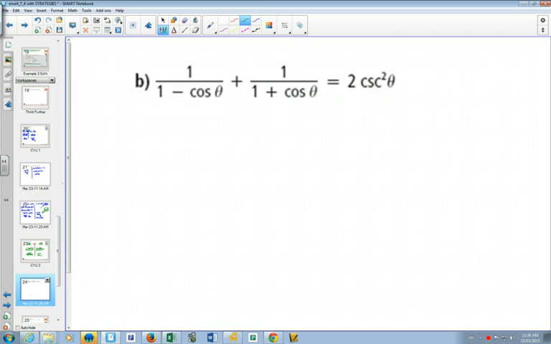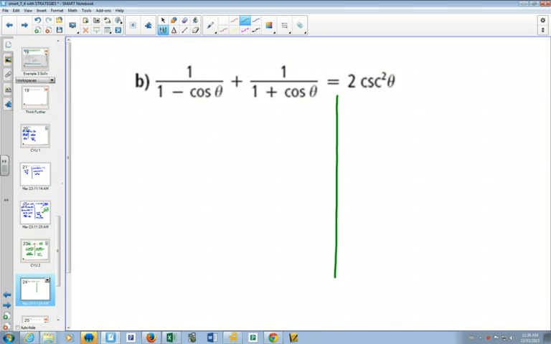Second proof. Just a quick look at it. I've got cos thetas on one side. I've got cosecant squared thetas on the other. There is no relationship with our Pythagorean identities between cos and cosecant. So I would probably start by changing things to sine and cos and getting a single fraction on both sides.